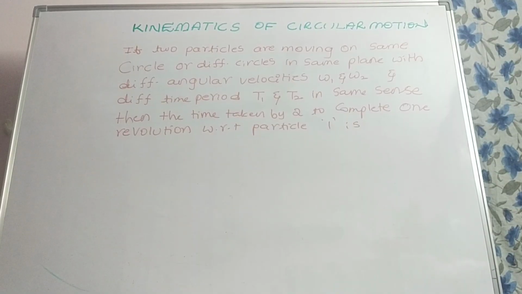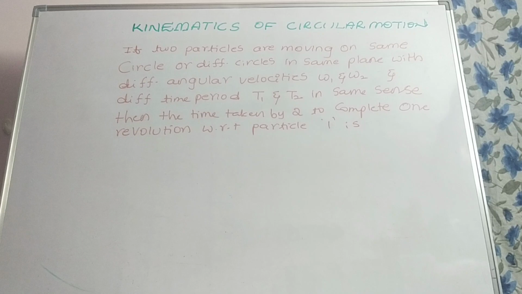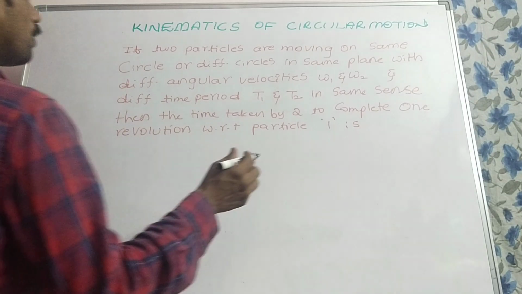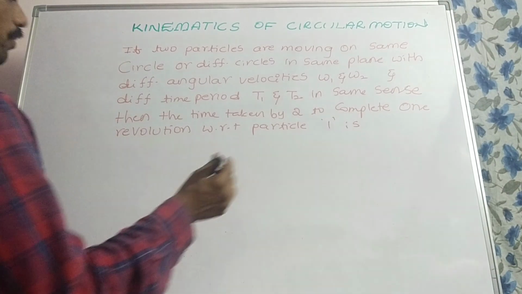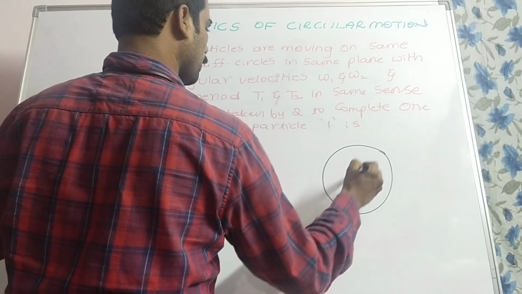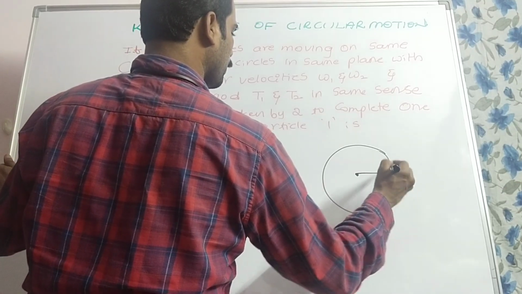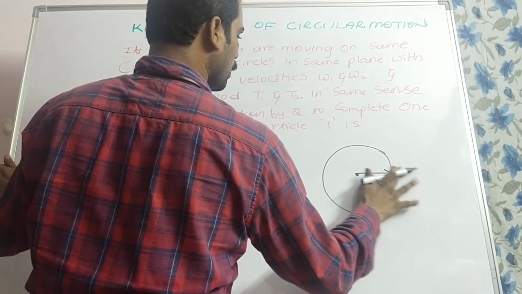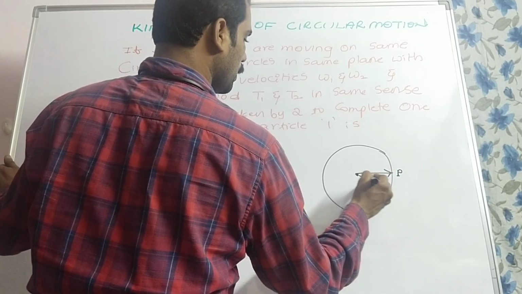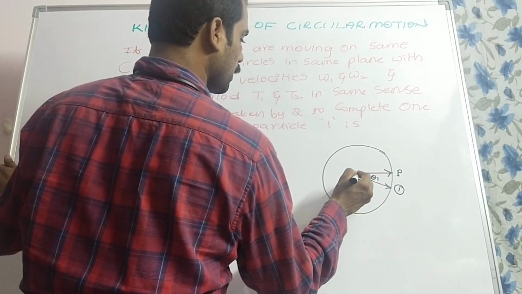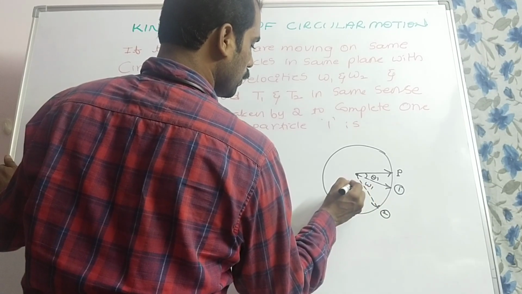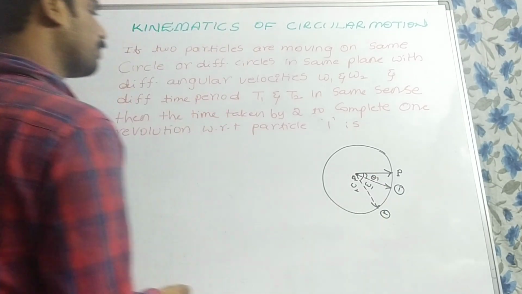Here is another question. If two particles are moving on the same circle or different circles in the same plane with different angular velocities omega 1 and omega 2, let us consider the first particle in its initial state, taken at point P. This is the first one with omega 1, and it makes angle theta 1. Here is another particle with omega 2, whose angle is theta 2.